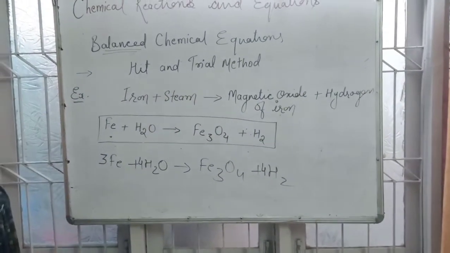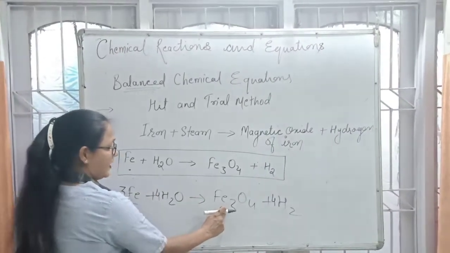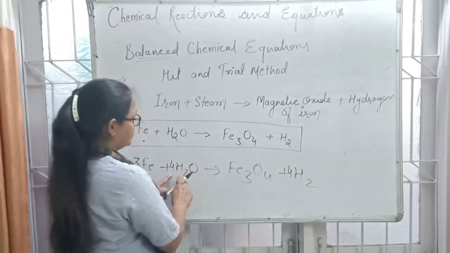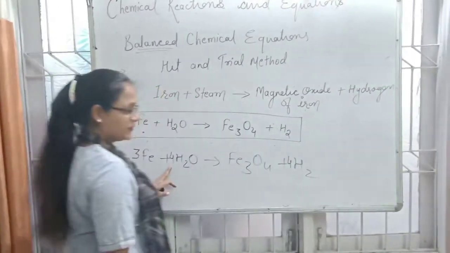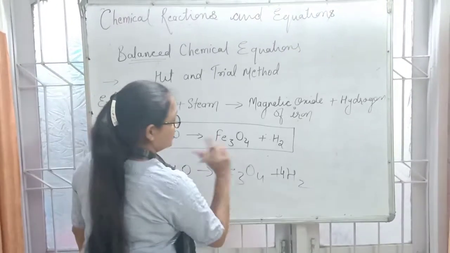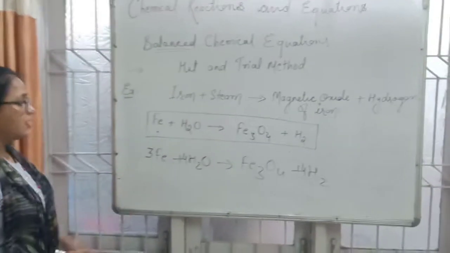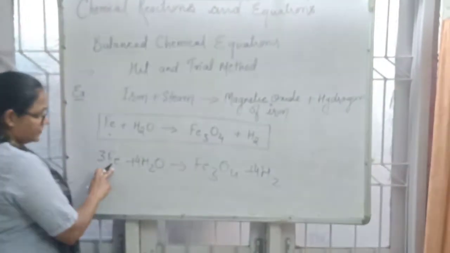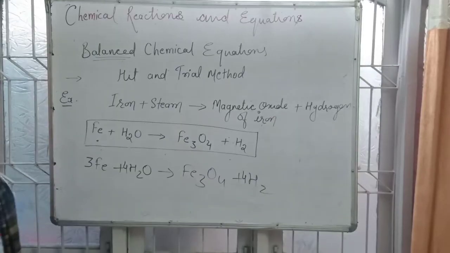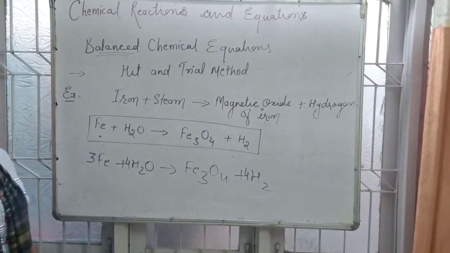Now, again, I will check this. Clear? Fe 3, 3. It is balanced. Now hydrogen, 4 twos are 8. And here it is also 4 twos are 8. Now oxygen, 4, and here oxygen 4. So ultimately, at last, if I check the reaction, the different elements at the reactant side and the product side are equal. So now this reaction is called a balanced chemical equation.